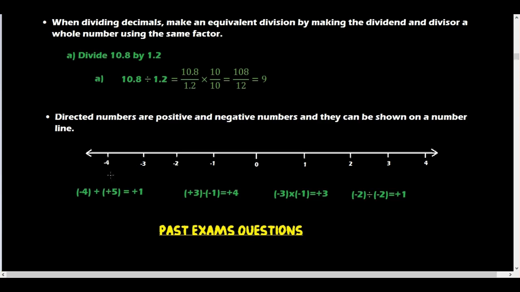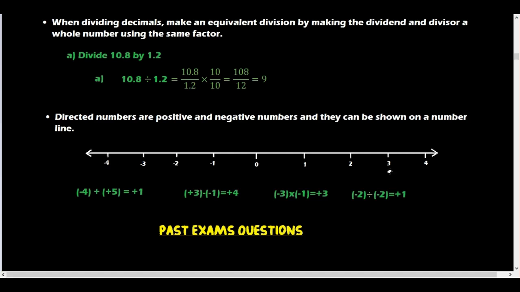For example, if you want to add minus 4 plus 5, you go to minus 4. When you get to minus 4, since it's addition, you move 5 places forward from minus 4. And the number you land on is the answer. Therefore, you land on plus 1. Then plus 3 minus 1.